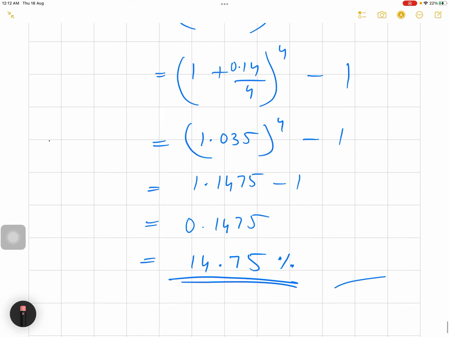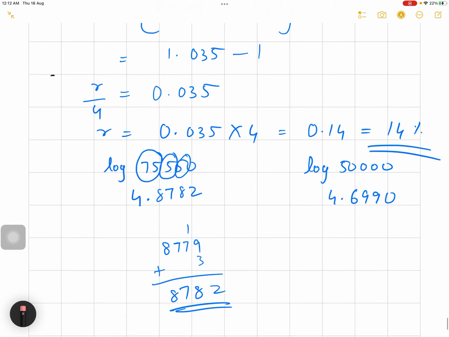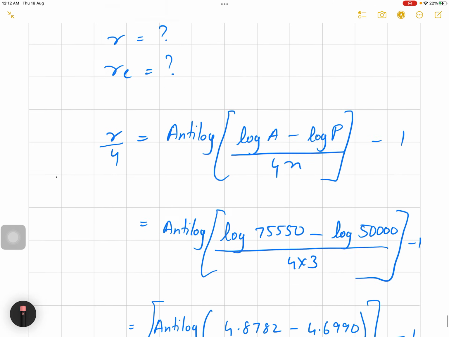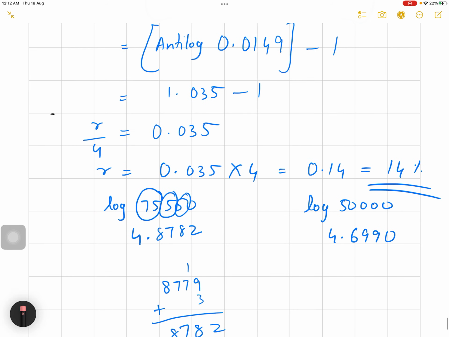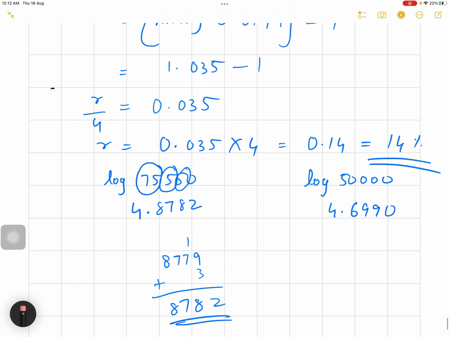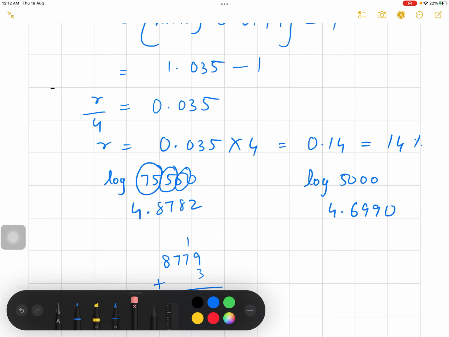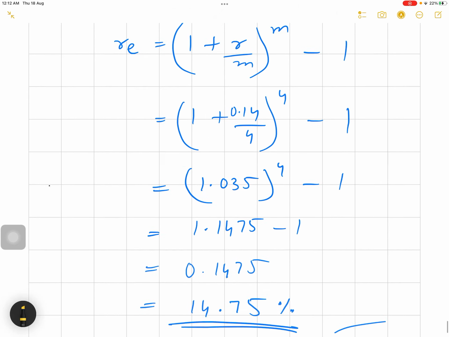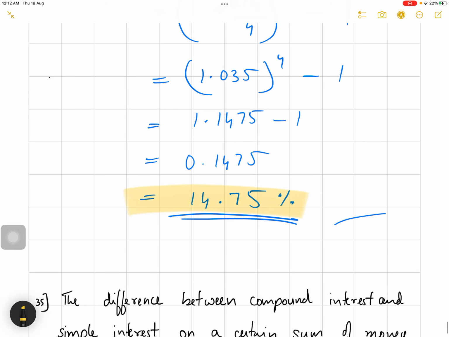So the rate of interest is 14%, and the effective rate of interest is 14.75%. The effective rate of interest will always be a little higher than the rate of interest.